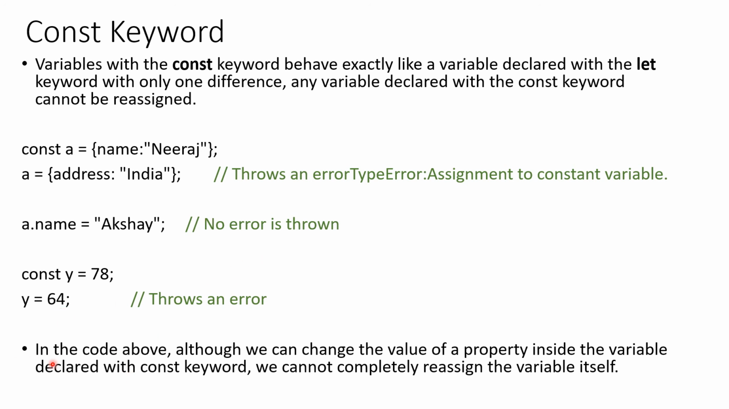So let's read this. In the code above, although we can change the value of a property inside a variable declared with const, we cannot completely reassign the variable itself. That's what I was telling you. We can change the property, like the value inside it, but we cannot reassign it completely. So remember, a const keyword is declared only once. We cannot redeclare or reassign the value.